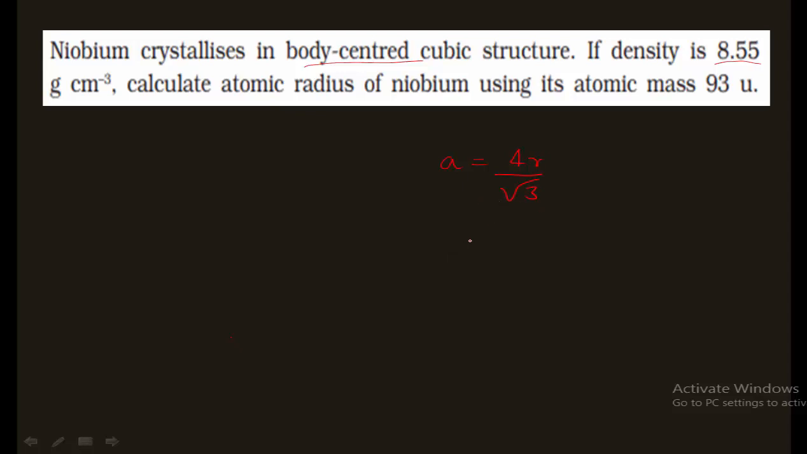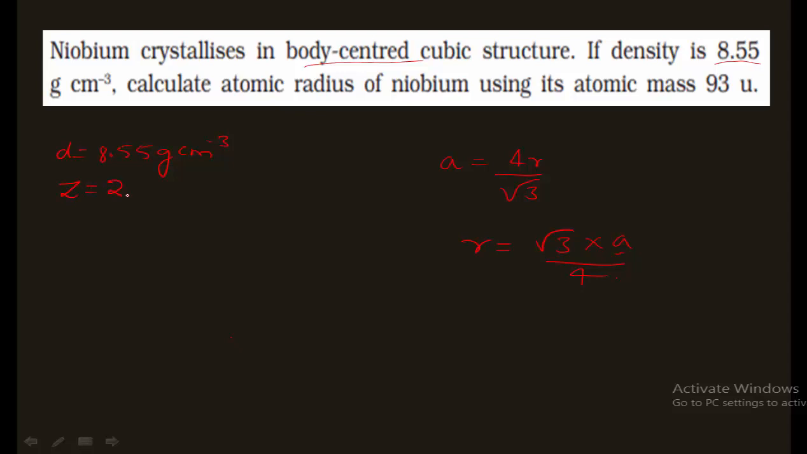So in order to find R, what we have to do? R is equal to root 3 into A divided by 4. So if we substitute the value of A, we will get the value of R. So therefore, first we have to calculate the edge length. Now how to calculate the edge length? First, write down the given things. Density is given, that is 8.55 gram per cubic centimeter. And it crystallizes in body centered cubic structure.